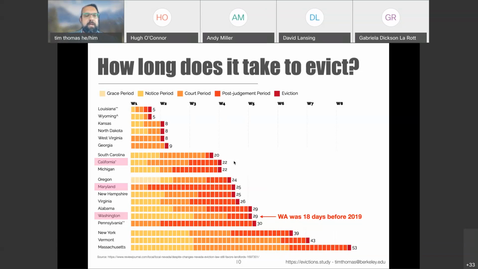As you can see, California has about a 22-day period between the notice period and the writ of restitution. Again, at any point, people can leave in that area. In Maryland, it's up to 25 days.